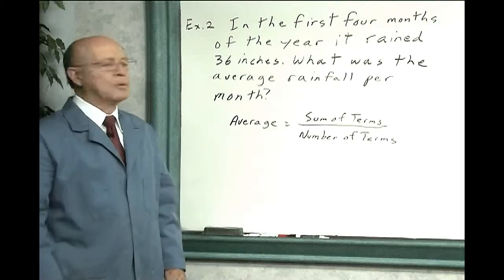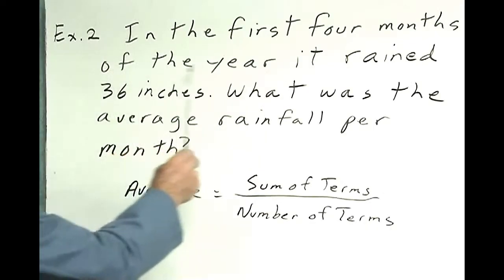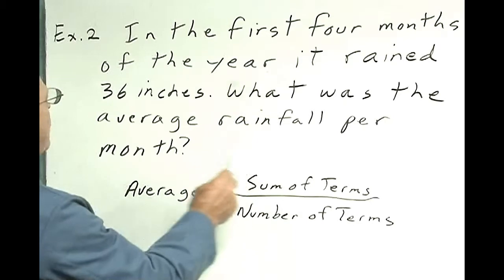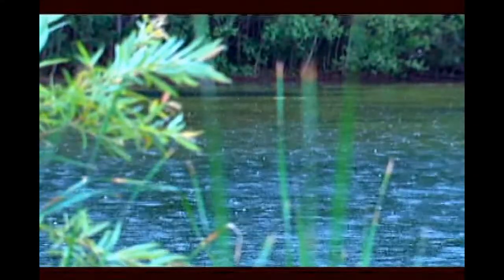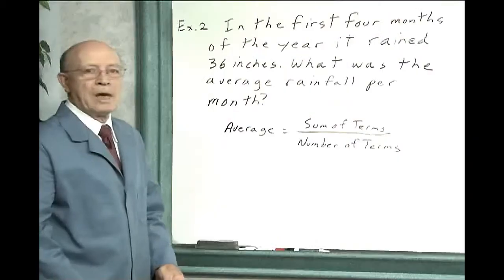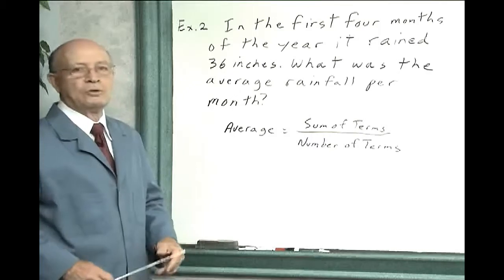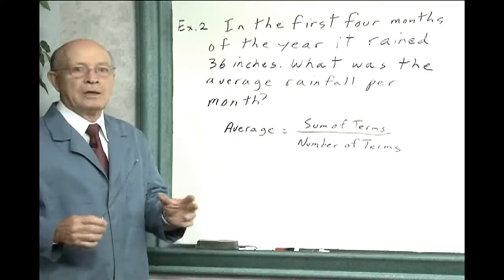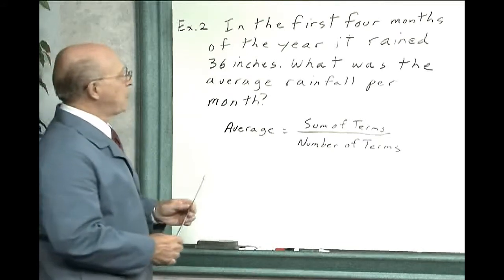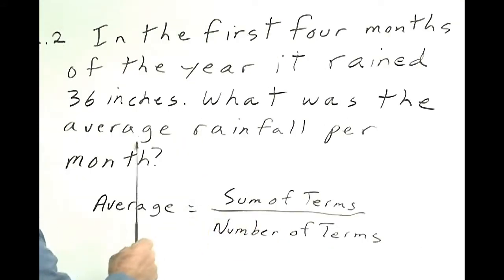Let's look at this example. In the first 4 months of the year, it rained 36 inches. As you can see from those pictures that we just showed you, it rained a lot. It flooded the streets. I have witnessed that a number of times. Let's look at the problem. What was the average rainfall per month?